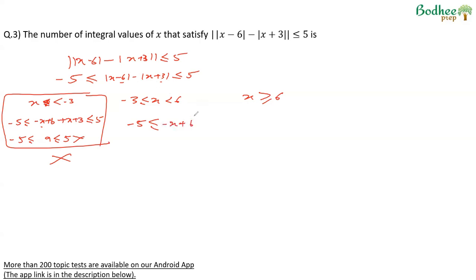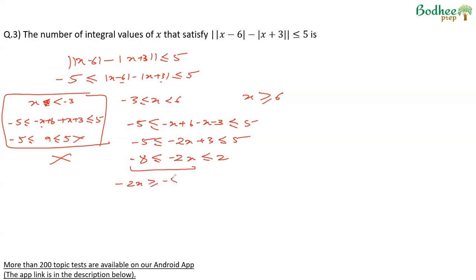In this range of -3 to 6, the first mod will be negative, minus x plus 6. The second mod will be positive, so minus of x minus 3, minus sign remains as it is, less than or equal to 5, which means -5 is less than or equal to minus 2x plus 3. Subtracting 3 from the inequality throughout, -8 is less than or equal to minus 2x is less than or equal to 2. We have subtracted 3 from all the three terms. So this will give us minus 2x is greater than or equal to -8, divided by -2, x is less than or equal to 4.